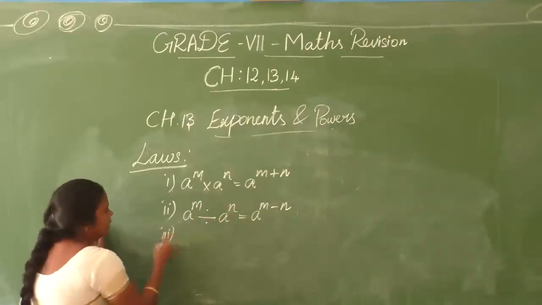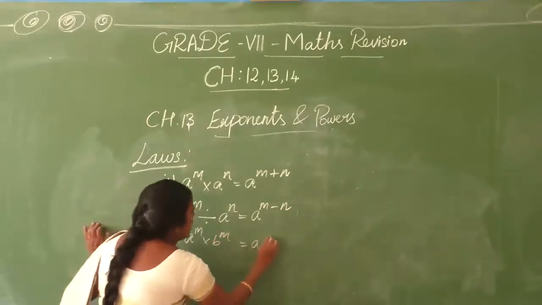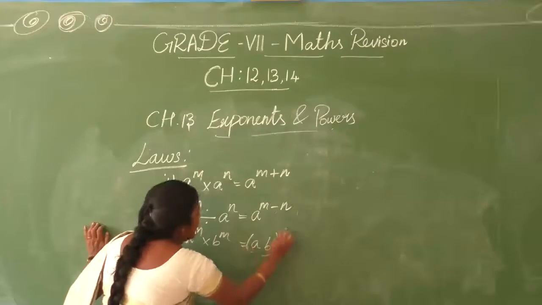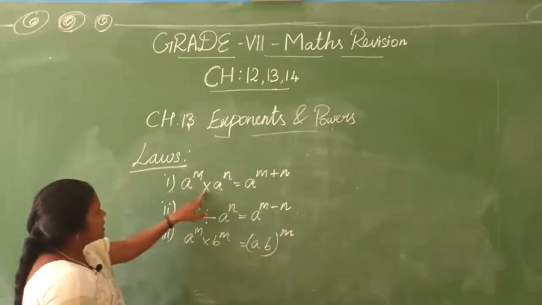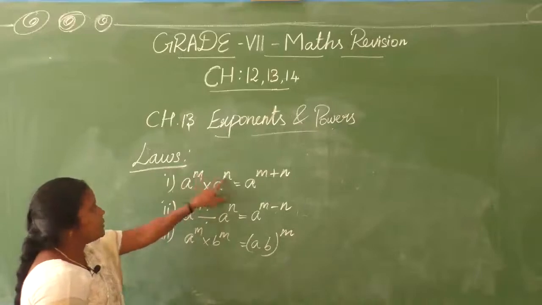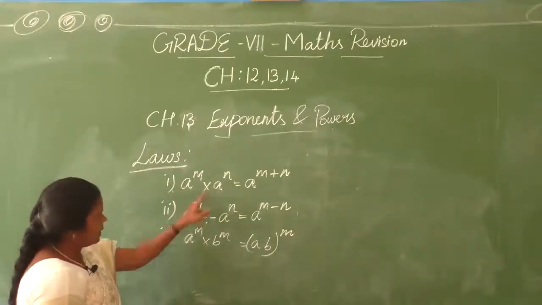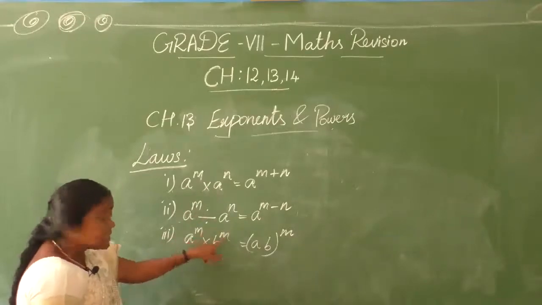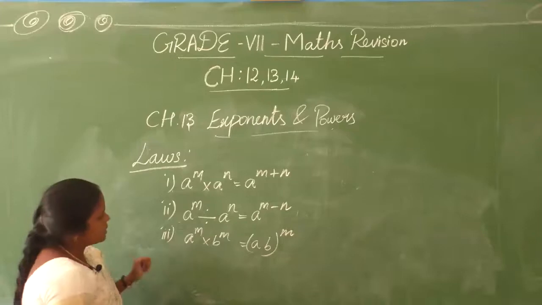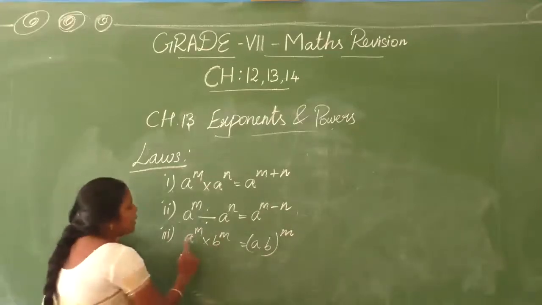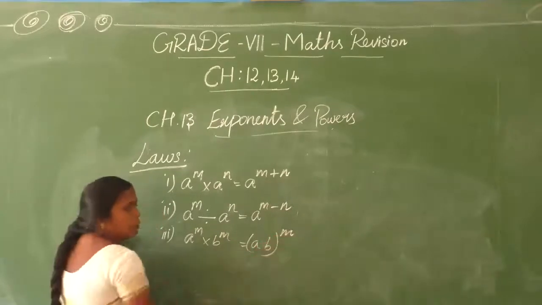Third law, a power m into b power m is equal to a into b the whole power m. What is the difference between first and third? In first, bases are the same, powers are different. Here in third, in multiplication only, powers are the same, their bases are different. At that time, what is the result? a power m into b power m equal to a into b the whole power m.